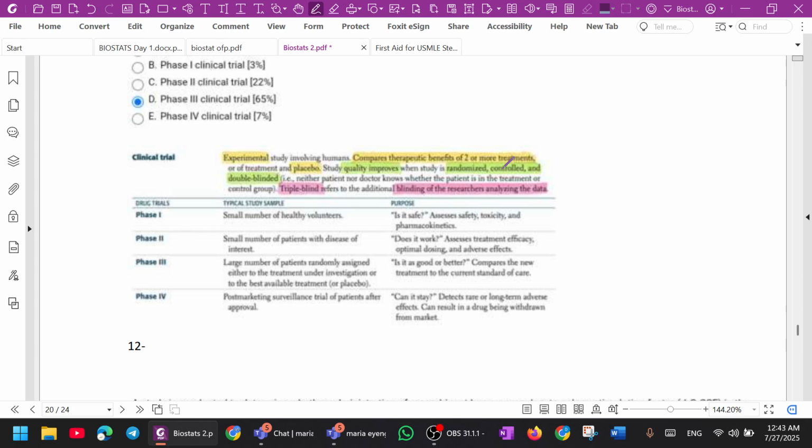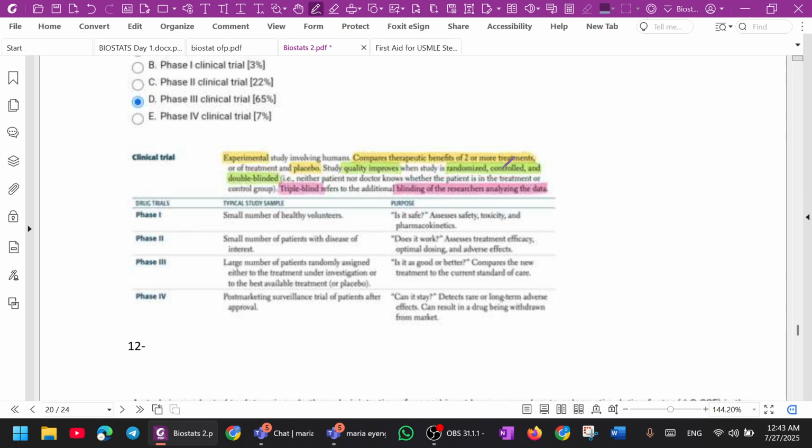Phase 1: small number of healthy volunteers. Is it safe? Assess safety, toxicity, and pharmacokinetics. Phase 2: small number of patients with the disease of interest. Does it work? Assess treatment efficacy, optimal dosing, and adverse effects.